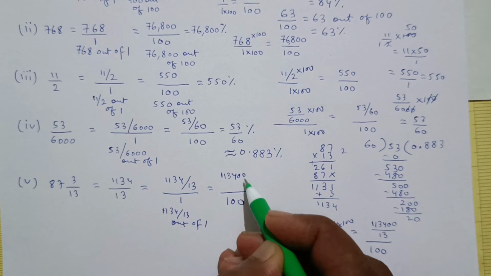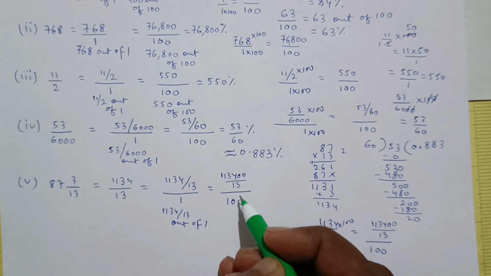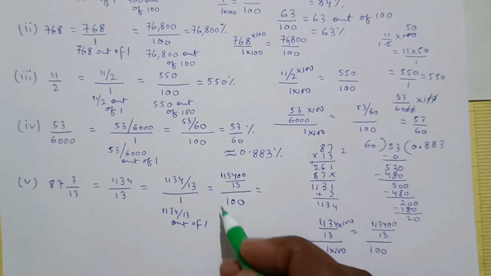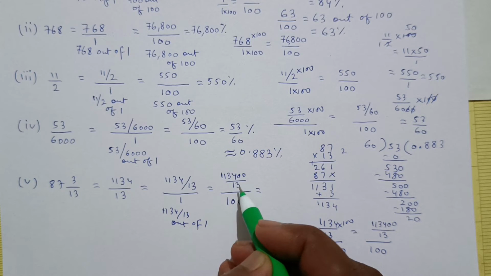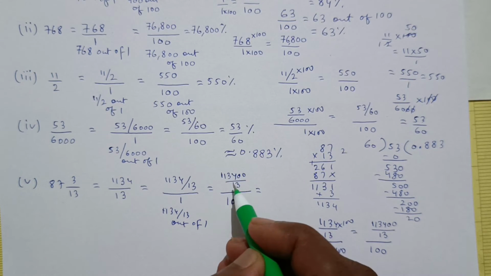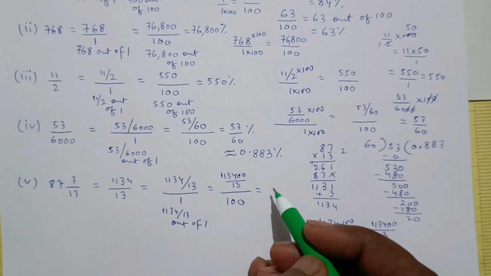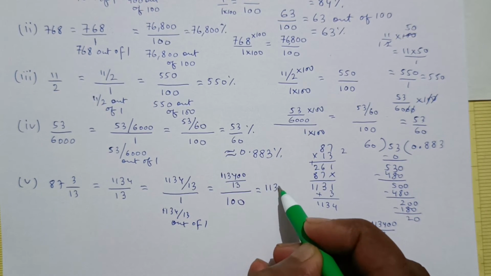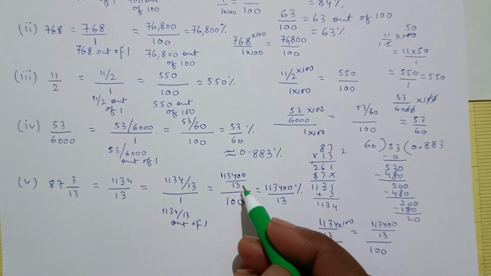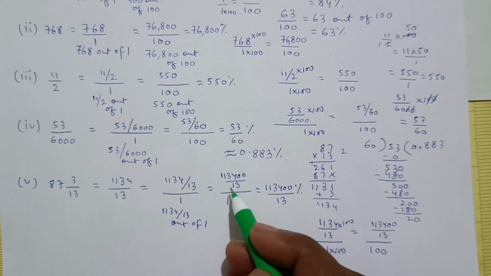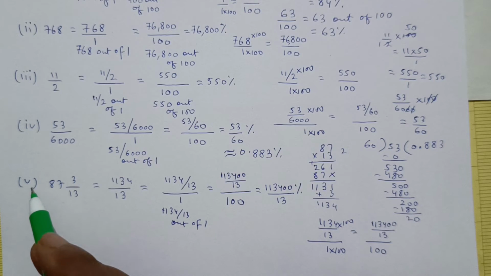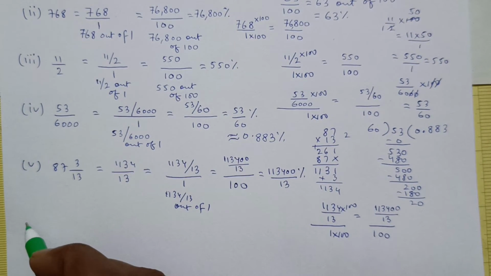113400 by 13. So 113400 by 13 upon 100. So this means 113400 by 13 out of 100. So the value out of 100 is 113400 by 13. So now the percentage is 113400 by 13 percentage, because the value out of 100 is this much. So this is the percentage. So this is question number 5. Now let us go to question number 6.